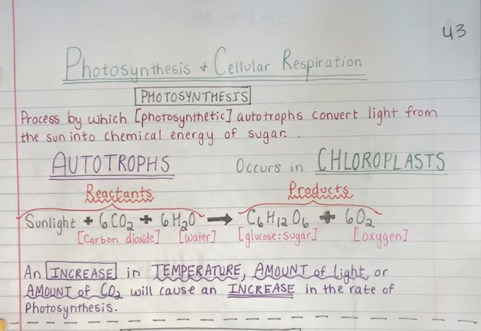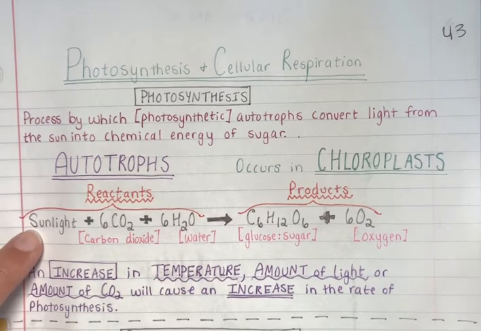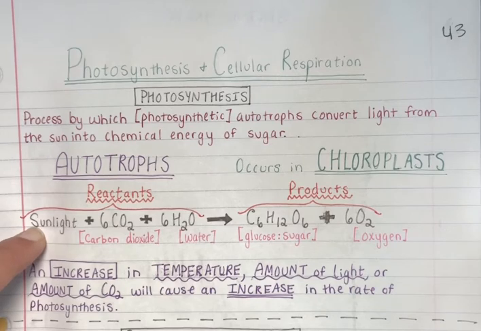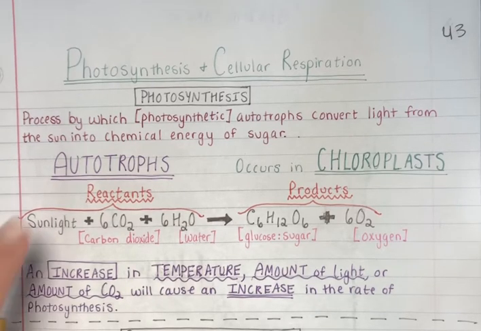ATP, or our energy source, is present in the process of photosynthesis with our sunlight. So our sunlight converting into chemical energy is where ATP would be present in this process.